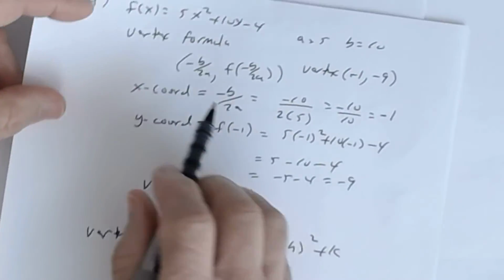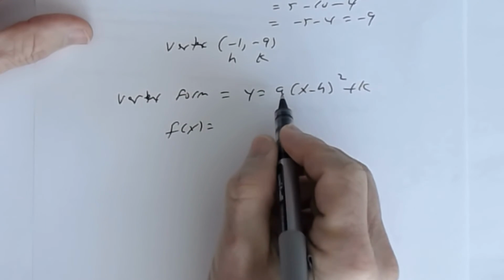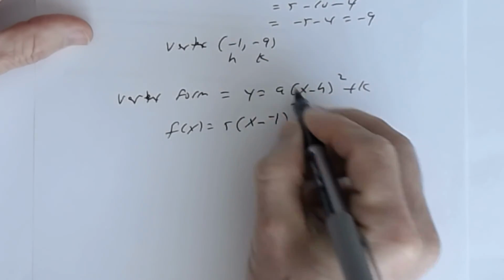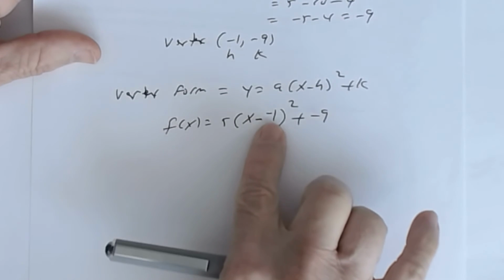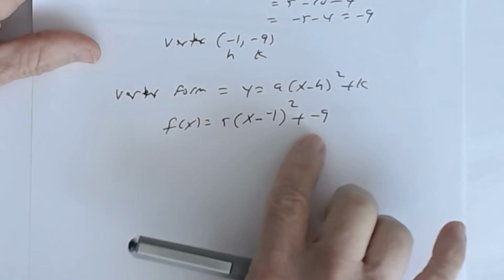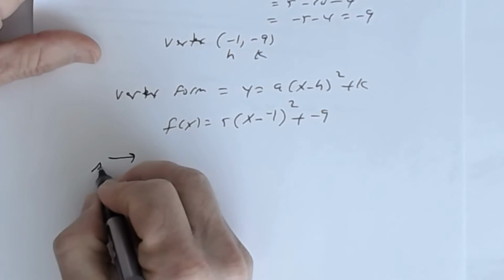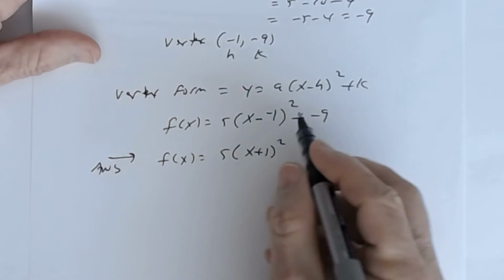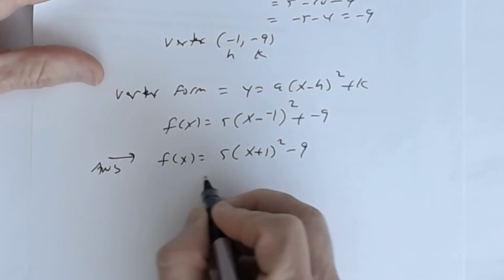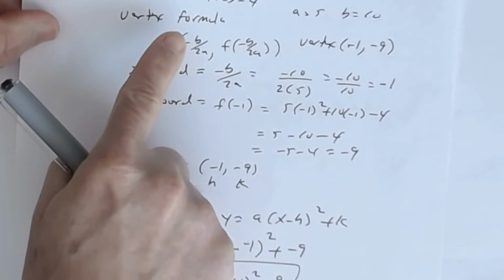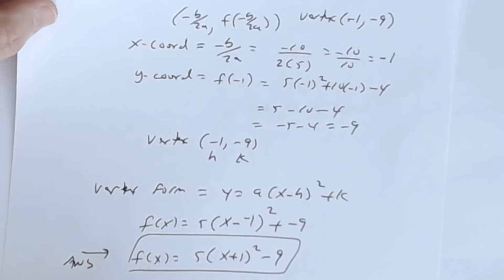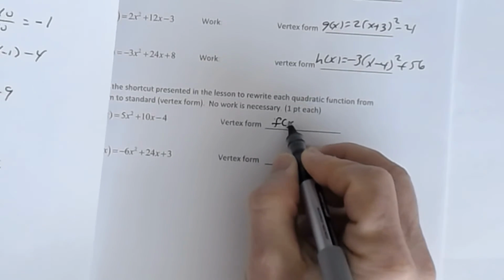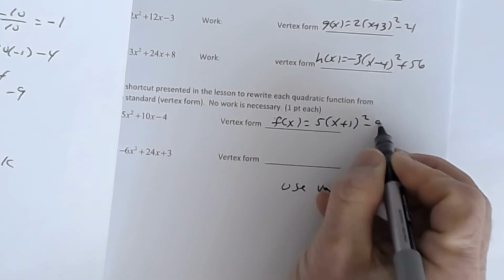All right, so your answer, you're going to say f of x equal a, which is 5, times x minus h, which is negative 1, squared, plus k, which is negative 9. Don't leave your answer like this, because I expect you to know how to rewrite this. So your answer, you're going to say f of x equal 5 times x plus 1 squared. X subtract the negative 1 is x plus 1. Adding a negative 9 means the same thing as subtracting 9. And there's your answer. That's the shortcut I referred to in the lesson, using the vertex formula. So the answer for that one will be f of x equal 5 times x plus 1 squared minus 9.